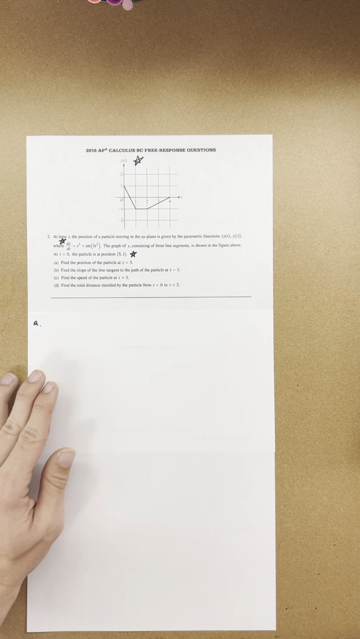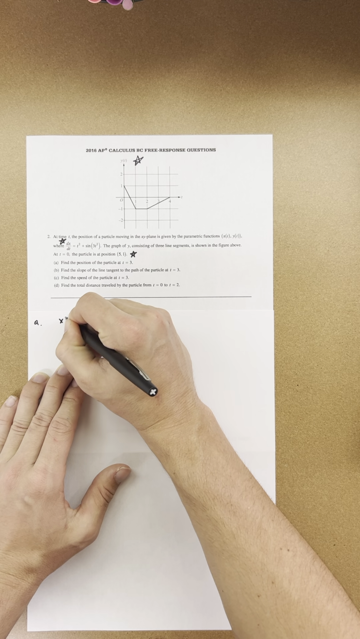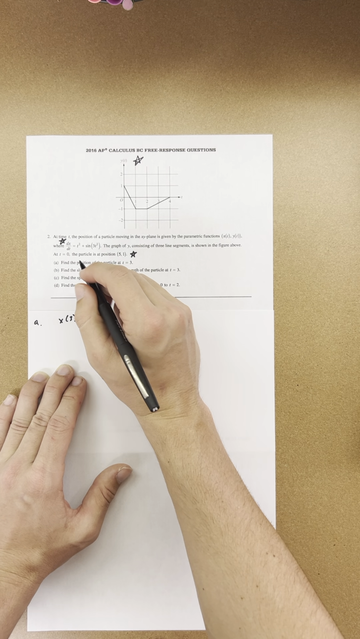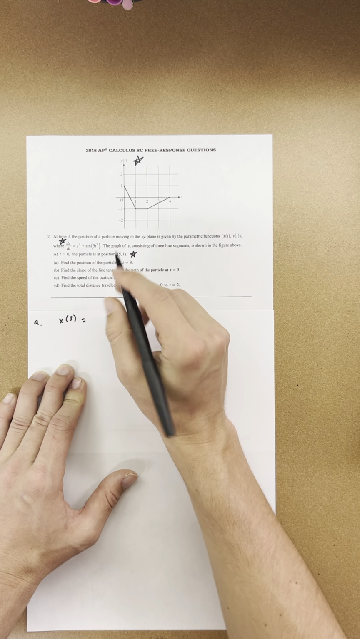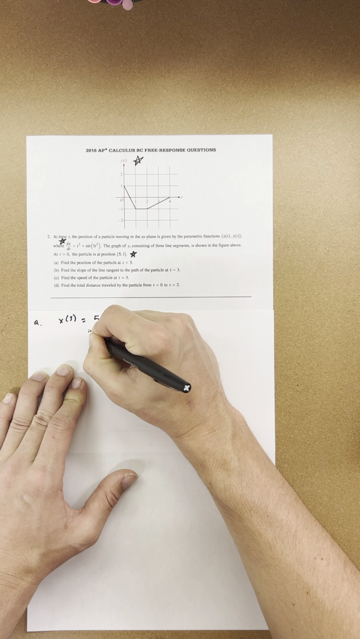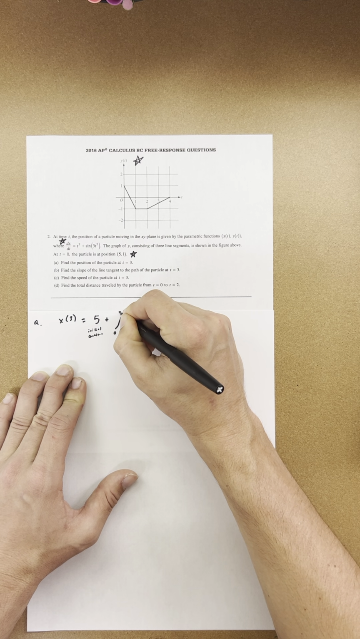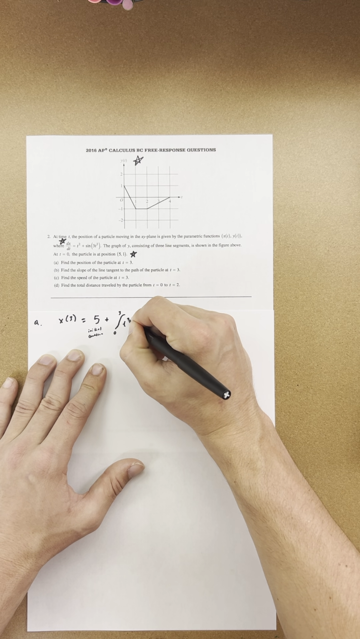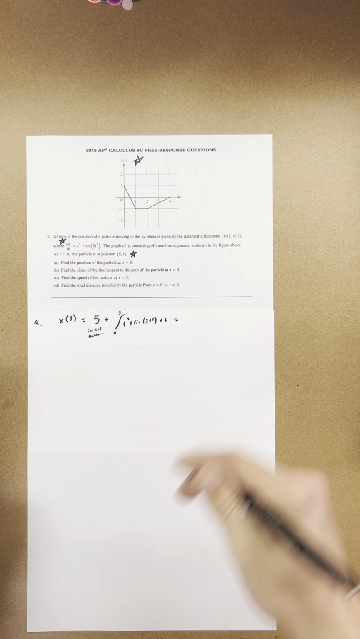Let's get started. A, find the position of the particle at t equals 3. So we know that position is a vector quantity, so we're going to have both an x part and a y part for this question. Let's start with finding the x part, x of 3. We don't have the position x of t, we only have the equation of the derivative, so we're going to have to use the initial condition here to help us find that. Initial condition (5, 1): x equals 5 at t equals 0. So we're going to have 5, the initial condition, plus the integral from 0 to 3 of dx/dt. And this will give us x of 3.